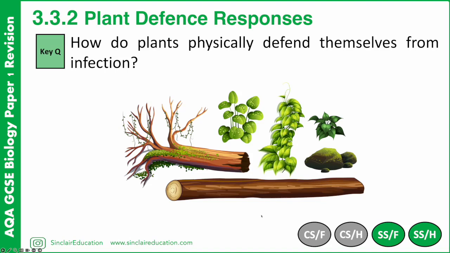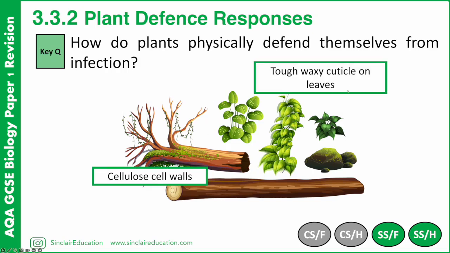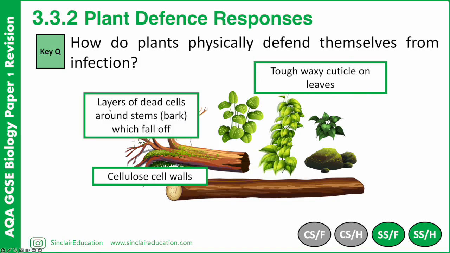Plants do have some defences, and it's not just humans that have them. Plants are able to defend themselves against infection, but also against being eaten or trampled inadvertently. So plants can have physical defences. This includes their cell walls that are incredibly strong and tough. They also have tough waxy cuticles on the outside of their leaves. And on their stem, their bark is dead. It can fall off and actually discard the pathogen that may have infected it.